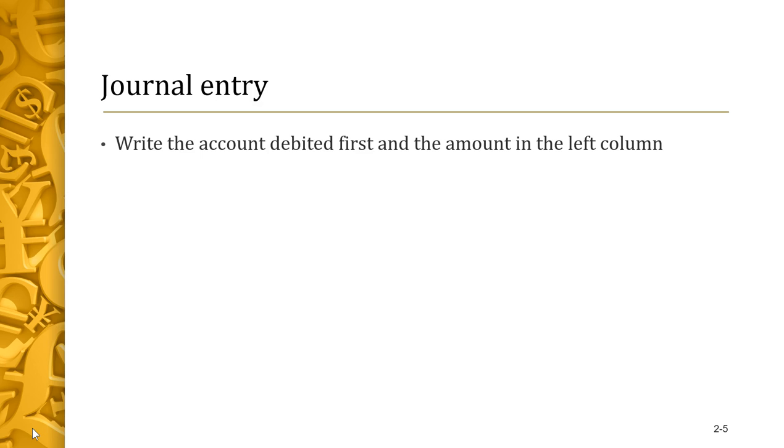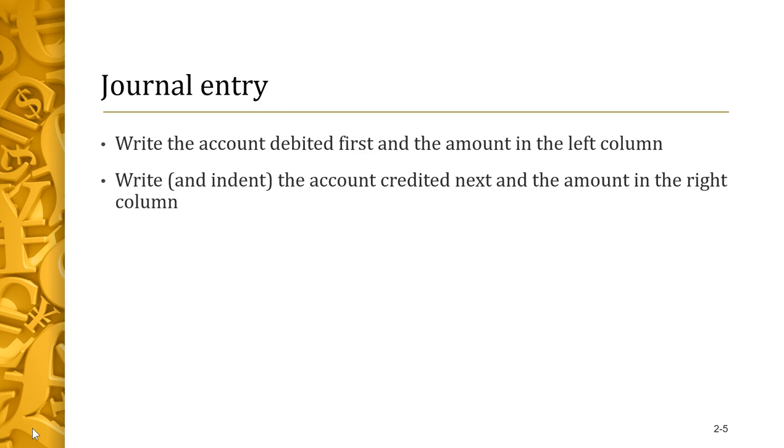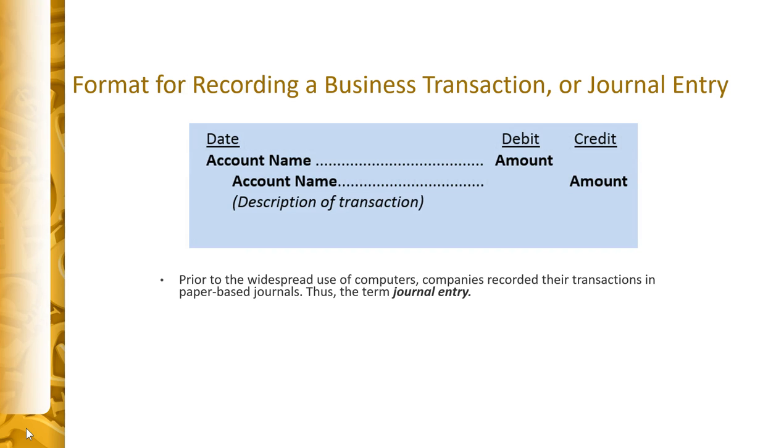Journal entries. We write the account debited first and the amount in the left column, and we write in indent the account credited next and the amount in the right column. Debits must equal credits. Now, this is what a journal entry would look like if we were doing our accounting manually. It would be in the general journal, and it's considered the journal of original entry, because you see both sides of the transactions. It's always in chronological order. What does that mean? Every day as things go on, you record them.